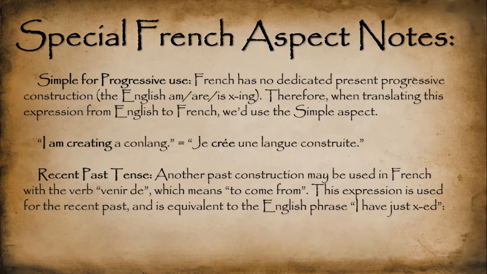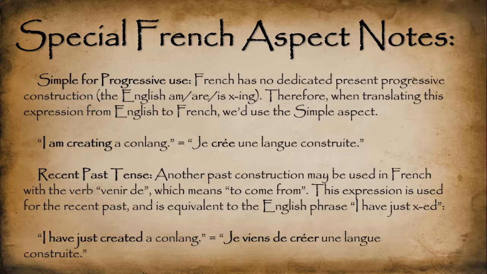Another past construction may be used in French with the verb venir de, which means to come from. This expression is used for the recent past and is equivalent to the English I have just X-ed. So I have just created a conlang would be je viens de créer une langue construite.